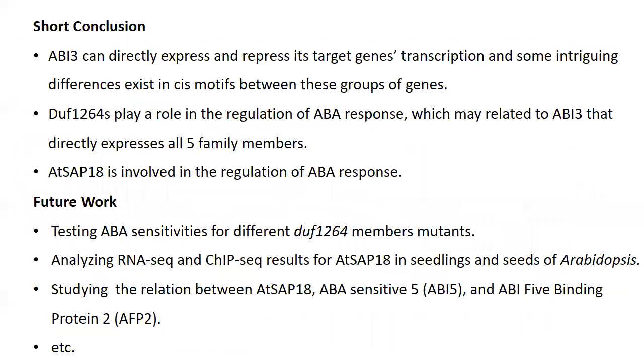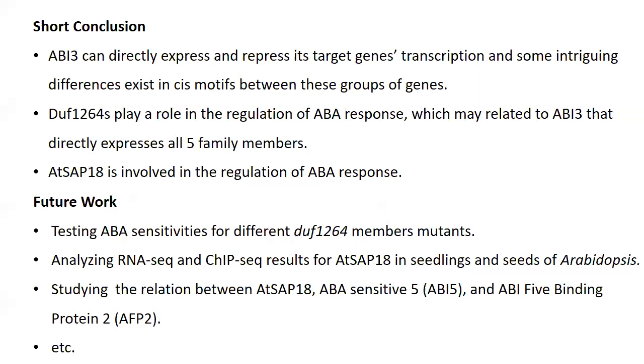That's all I want to talk about today. And a short conclusion, just a summary of what I talked about today. First, ABI3 could both activate and repress its target genes. This may be because of differences in the cis motifs between those groups of genes. Second, ABI3 binds to all DAF family members, and the DAF family is involved in the regulation of the ABA response. And also, CEP18 is involved in the regulation of the ABA response.